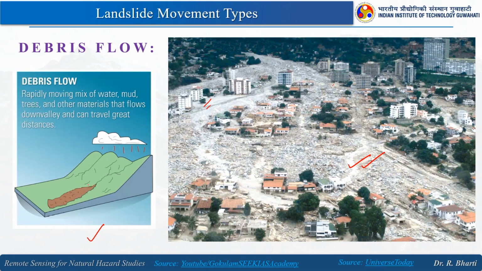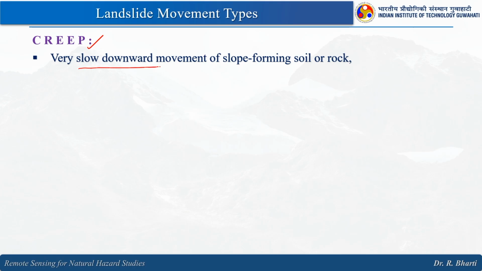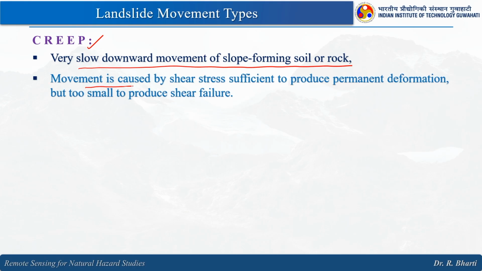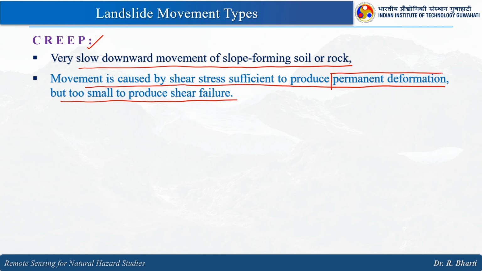You can see again. Now, we will see the creep, which I told you has a very low velocity and is very hard to notice on the ground, right. It is a very slow downward movement of slope-forming soil or rock. Movement is caused by shear stress sufficient to produce permanent deformation, but too small to produce shear failure. So, here the damage is permanent, right. The deformation is permanent, but it is too small to produce the shear failure.